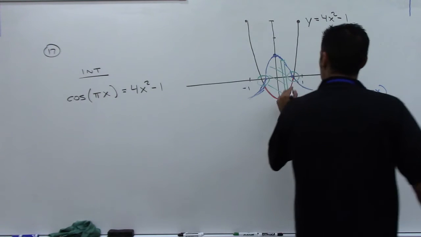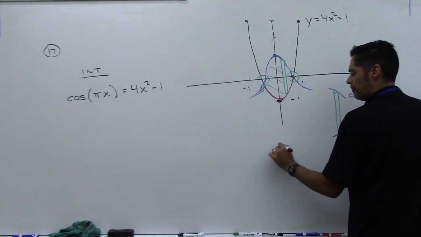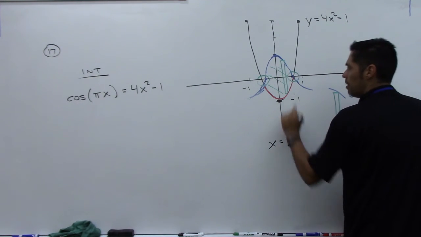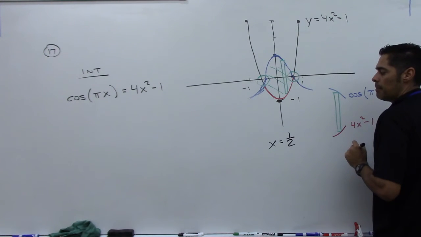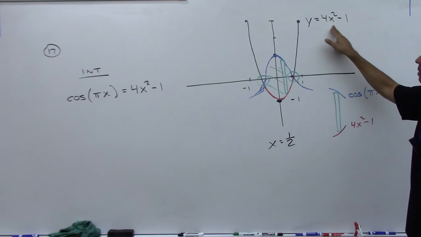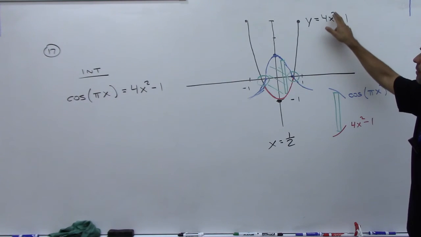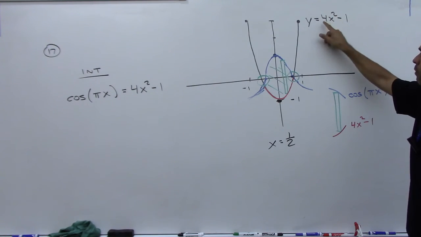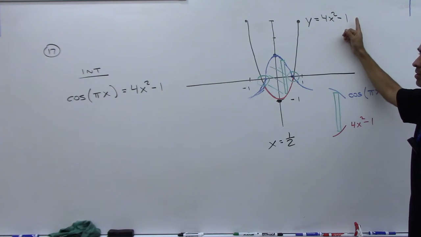We knew that when we plugged in 1/2, the blue function hit the x-axis. What would happen if we plug 1/2 into this one? Notice what happens if you square a half. You get a fourth, 1/4. 4 times a fourth is 1. 1 minus 1 is 0.